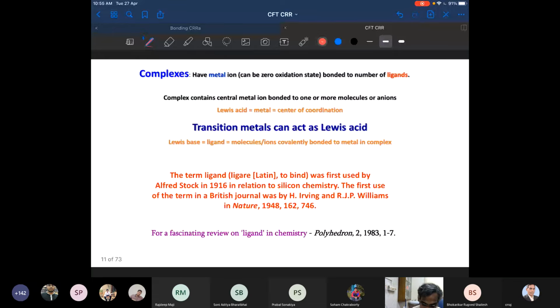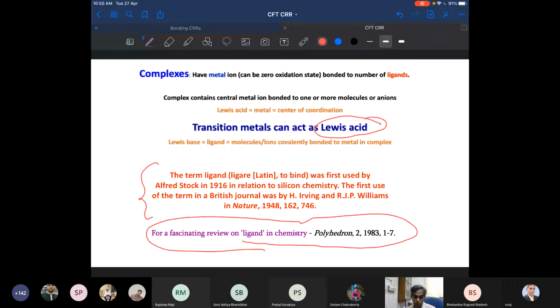Okay, right. So a transition metal acts as a Lewis acid. I have already mentioned, if that is the case, the ligand should be a base, a Lewis base. Now you can read this definition, right? If you want to read more on ligands in chemistry, there's a beautiful brief review article, a fascinating review in the journal Polyhedron, 1993, the first 7 pages. Again, I'm not explaining where the Latin and all this comes from. You can read through it. It's very simple. Okay, right.